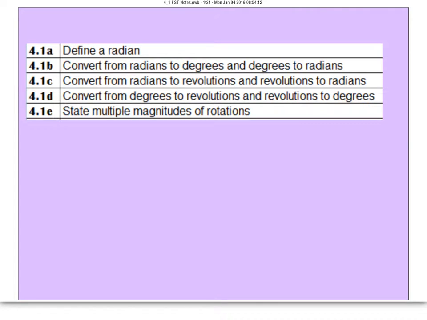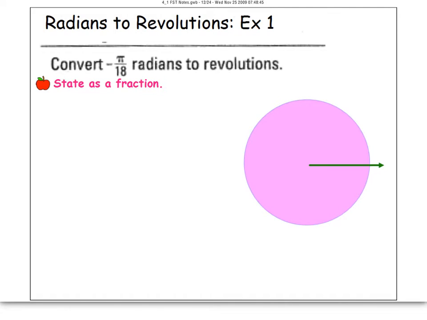Let's go to Learning Objective C now and convert radians to revolutions and revolutions to radians. Now find this particular slide and let's actually sketch this first. Negative 1/18 of a pi. So keep in mind the negative means we're going to have to go backwards. And I want to do 1/18.